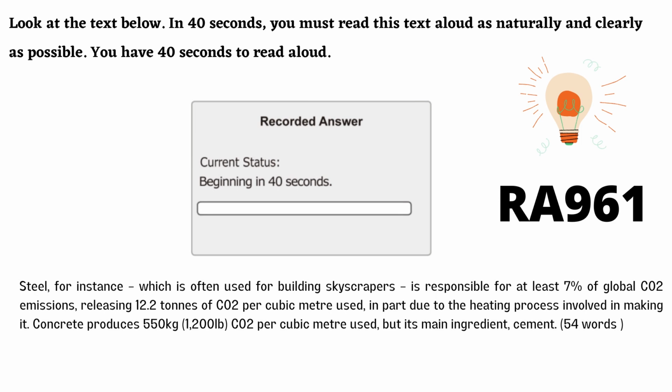Steel, for instance, which is often used for building skyscrapers, is responsible for at least 7% of global carbon dioxide emissions, releasing 12.2 tons of carbon dioxide per cubic meter used, in part due to the heating process involved in making it. Concrete produces 550 kilograms, 1,200 pounds, of carbon dioxide per cubic meter used, but its main ingredient, cement.